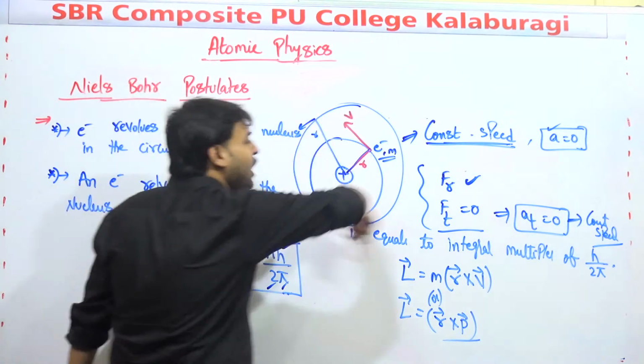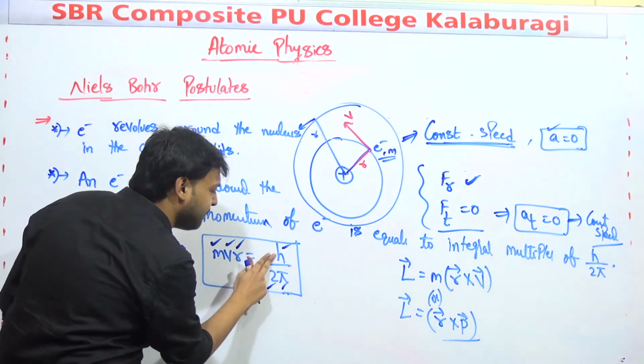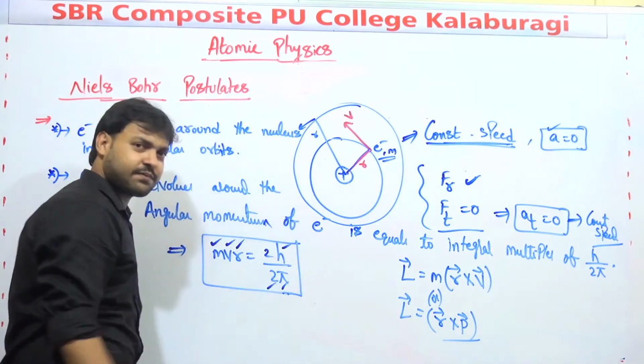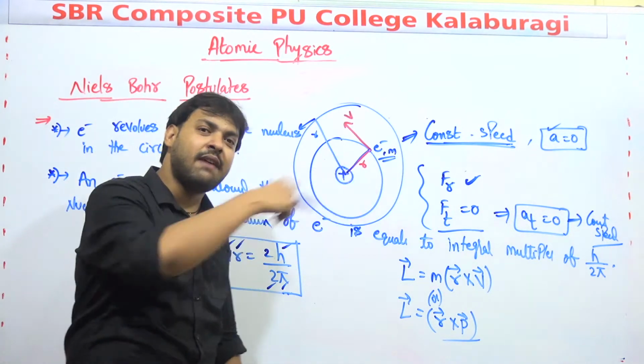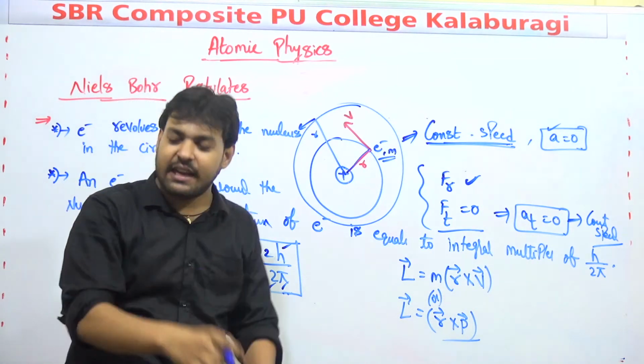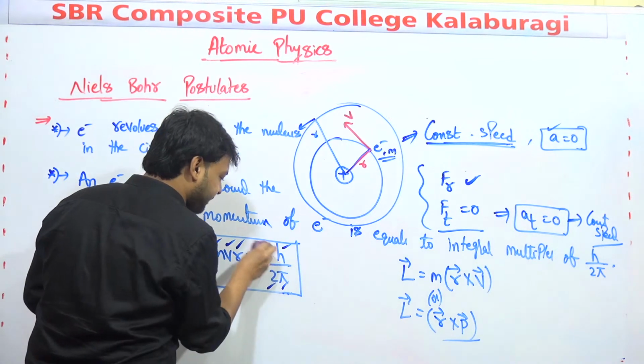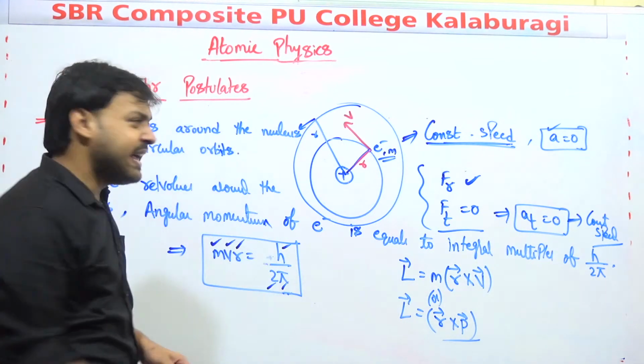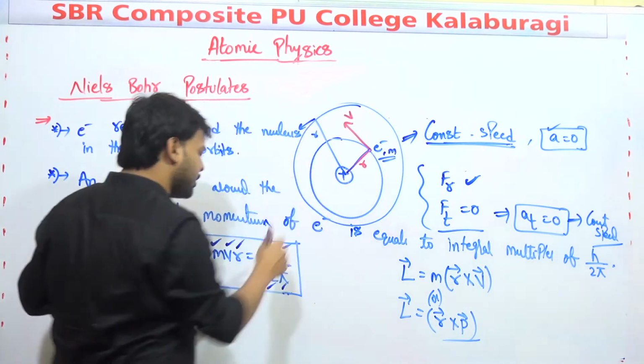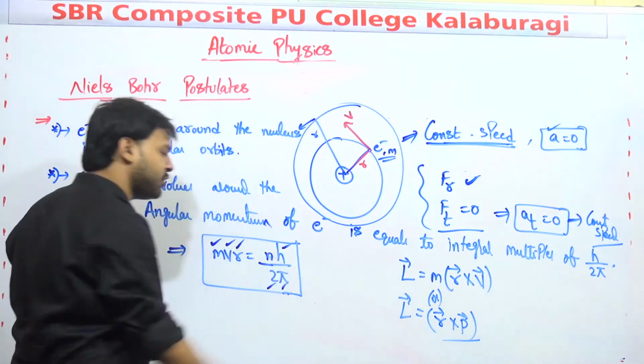Now the second orbit he considered and he multiplied the n value with 2. Oh, now again he got the same value. So finally what he concluded is the angular momentum. He concluded the angular momentum of the electron should be equal to nh by 2 pi.